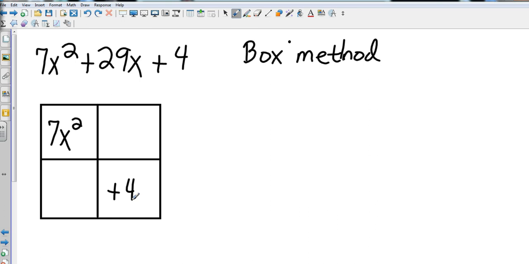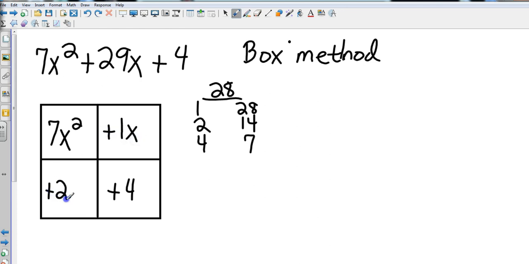Now we're going to multiply the 7 times the 4 and get 28. And over here on the right, just like we started factoring a few days ago, we're going to find all the factors of 28. So we've got 1 and 28, 2 and 14, and 4 and 7. Now it's the same rules we had before. We need to pick 2 of those factors that give us 29. Obviously it's going to be 1 and 28, and everything is positive. So I'm going to put a plus 1x and a plus 28x.